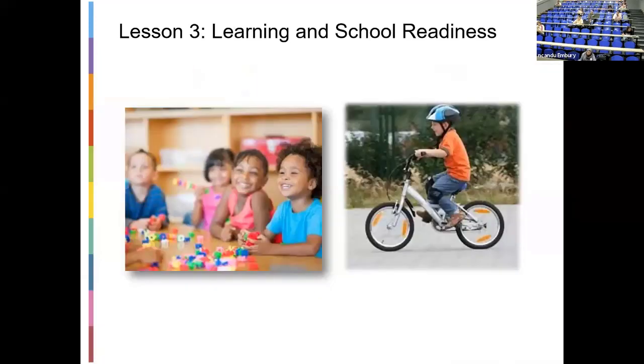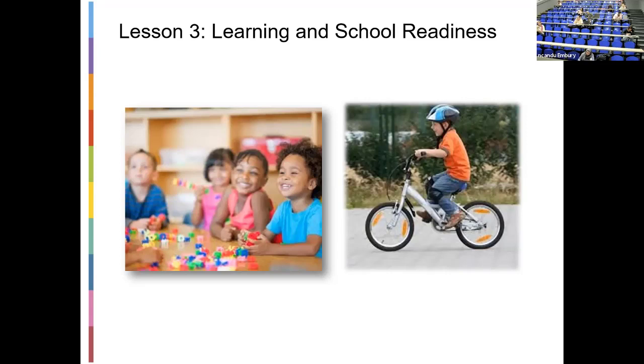Lesson 3, learning and school readiness. So we want to see if you know what the difference is between school maturity and school readiness. For example, if we look at the child riding the bike, you as the teacher cannot do anything to make the child taller to ride the bike. We have to wait for him to grow, right? So that's part of his maturity. He's going to mature at his own pace. That's the biological growth of a child.